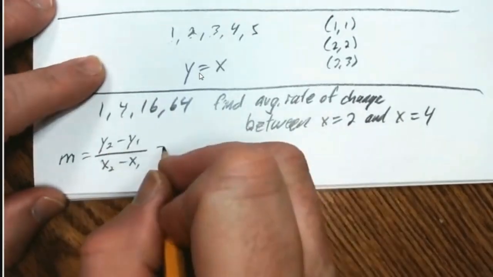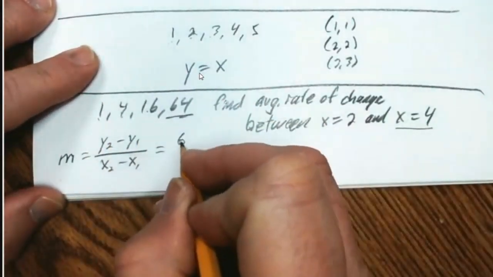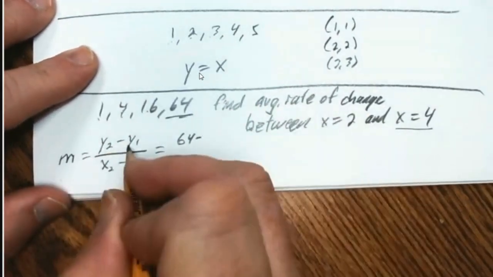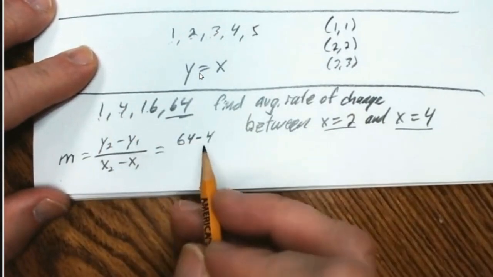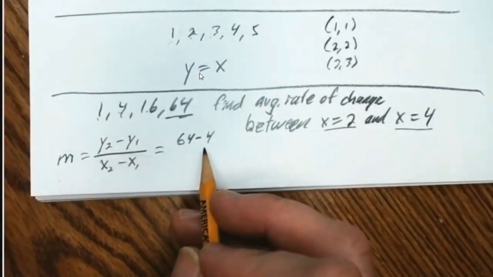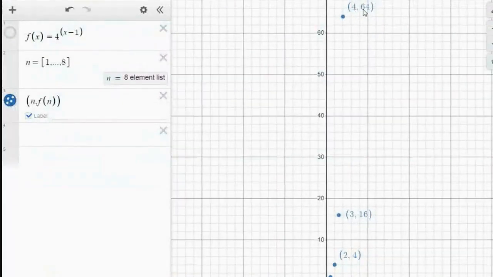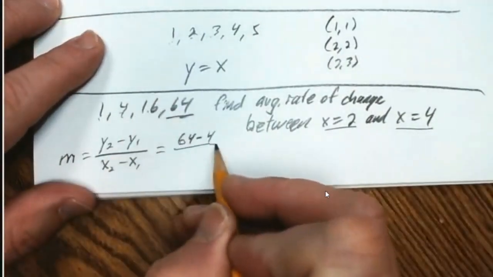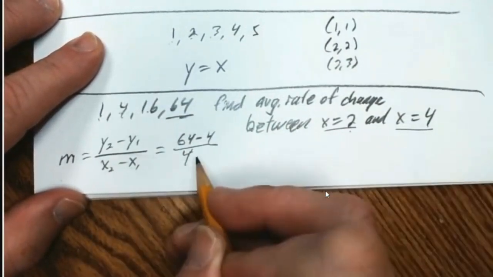What are the y values? Well, when x equals 4, 1, 2, 3, 4, 64. That's y2, minus y1. When x equals 2, that's what the y equals, 4. We can look at it in our graph if we're confused. Here, when x equals 4, the y value is 64. When x equals 2, the y value is 4. So we can look at it on the graph, or on the sequence. Divided by x2, well, we said that was 4. It told us what the x's are, and x1 is 2.